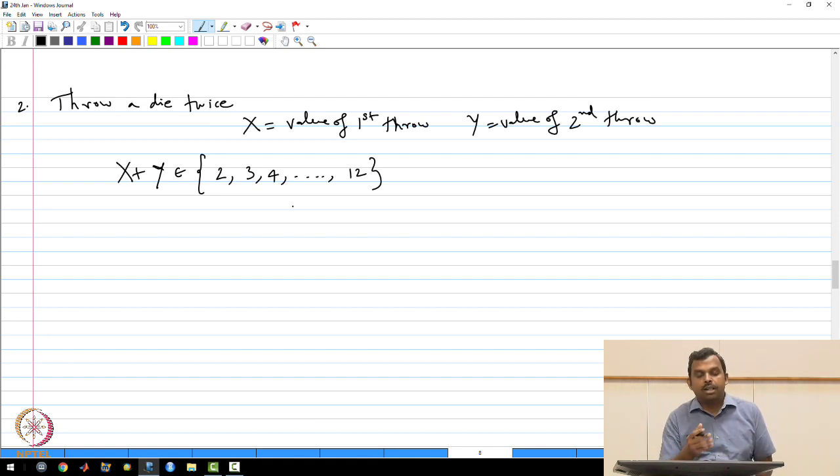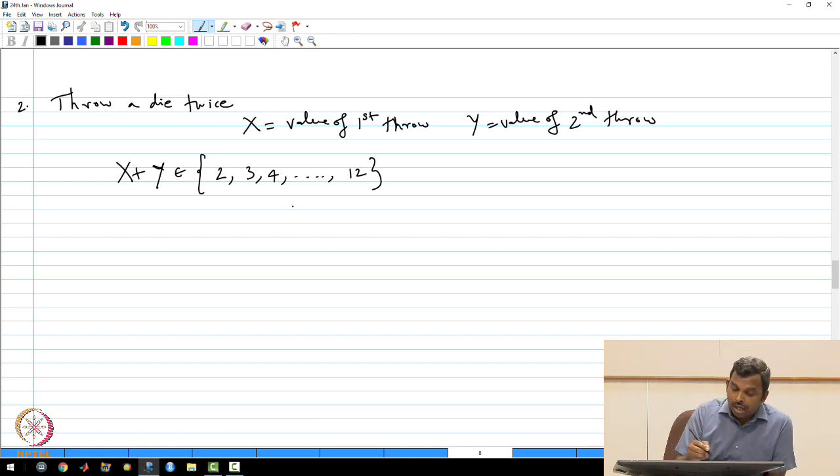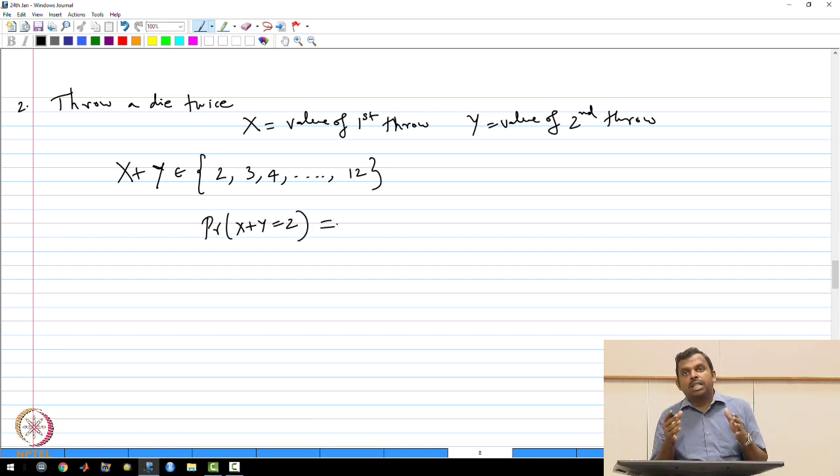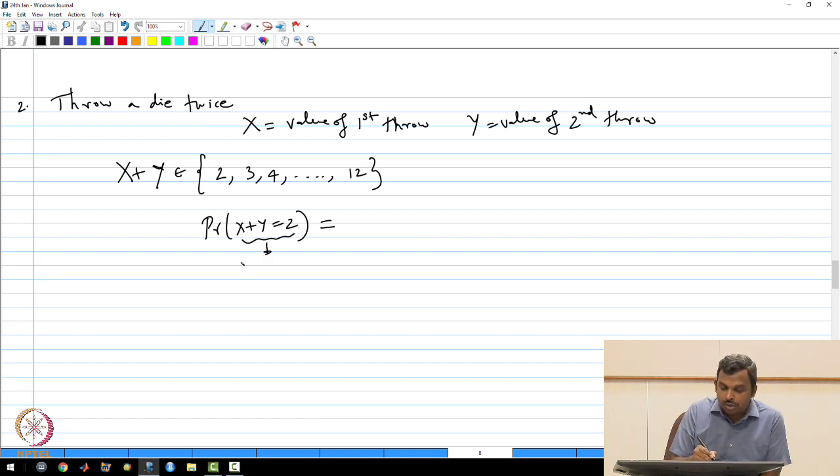And then for a particular value of x plus y, you need to find out the probability. For instance, I might be interested in the probability that x plus y equals 2. The important thing is to break it down into the possibilities for x and y individually. x plus y is 2 means x has to be 1 and y has to be 1. That's the only possibility. So this event corresponds to x equals 1, y equals 1, which is the same as the probability that x equals 1, comma, y equals 1. And from the PMF, I know that's just 1 by 36.